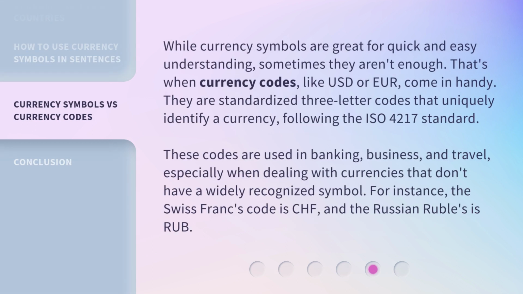While currency symbols are great for quick and easy understanding, sometimes they aren't enough. That's when currency codes, like USD or EUR, come in handy. They are standardized three-letter codes that uniquely identify a currency, following the ISO 4217 standard. These codes are used in banking, business, and travel, especially when dealing with currencies that don't have a widely recognized symbol. For instance, the Swiss franc's code is CHF, and the Russian ruble's is RUB.